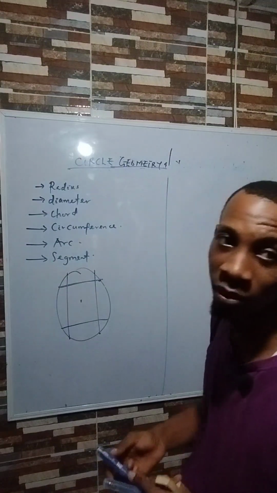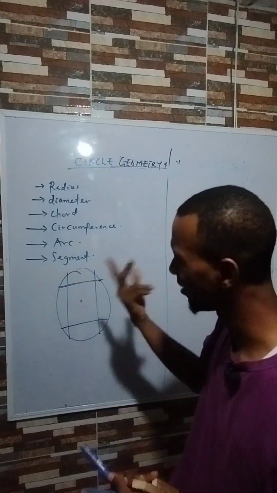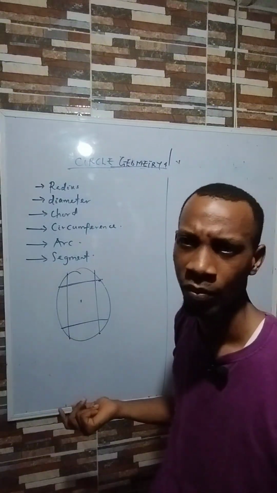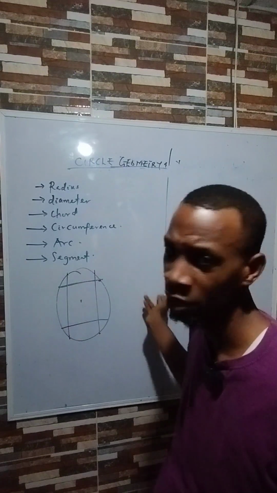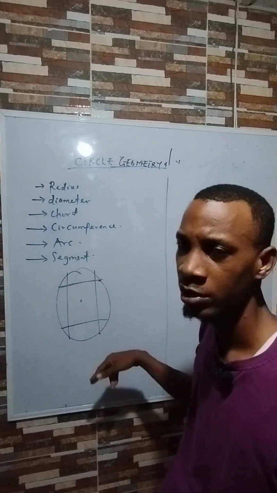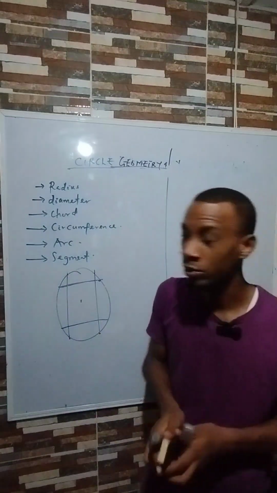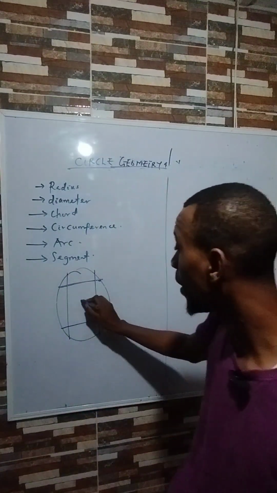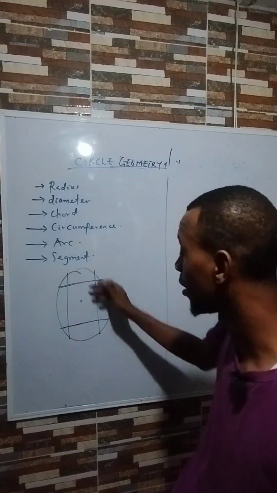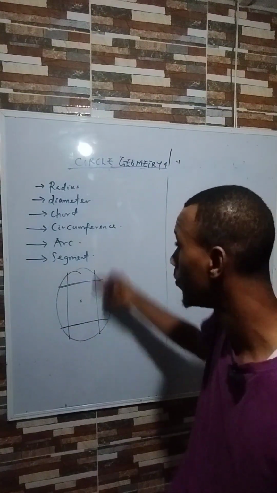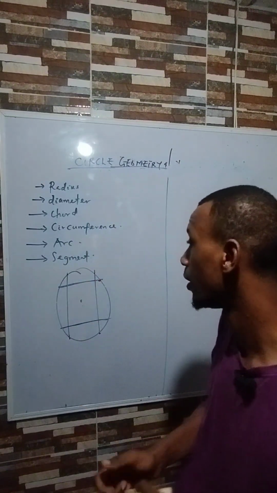That is to say, we can as well say that a diameter is a chord. Yes, a diameter is a chord because it's also a straight line. Why? Because it touches the circumference of the circle at any two points. But one major difference between the diameter and the chord is that the diameter will pass through the center of the circle, but the chord doesn't pass through the center of the circle. So that makes it different from the chord.